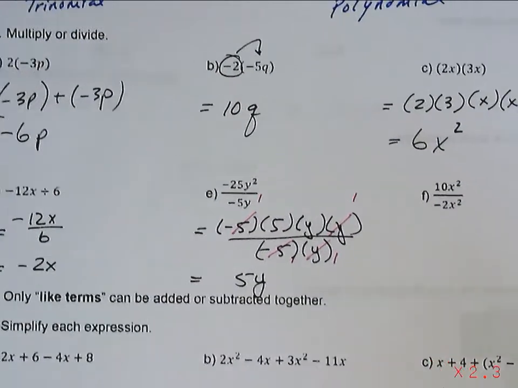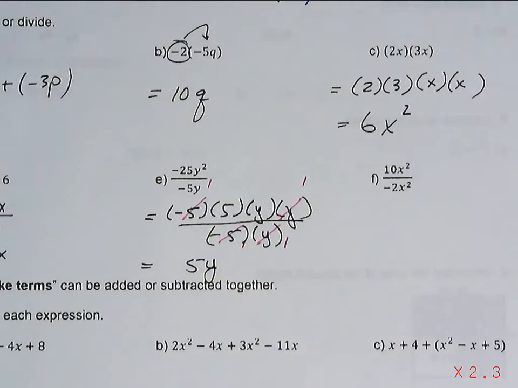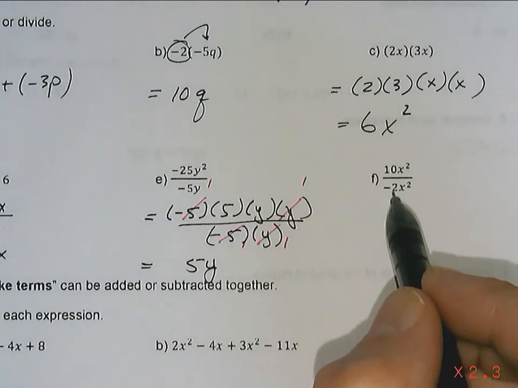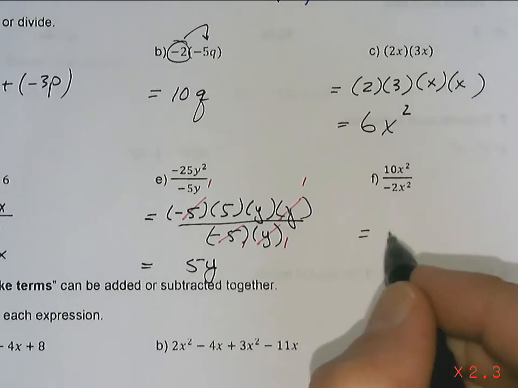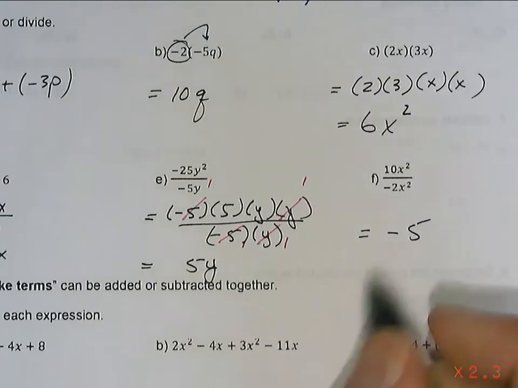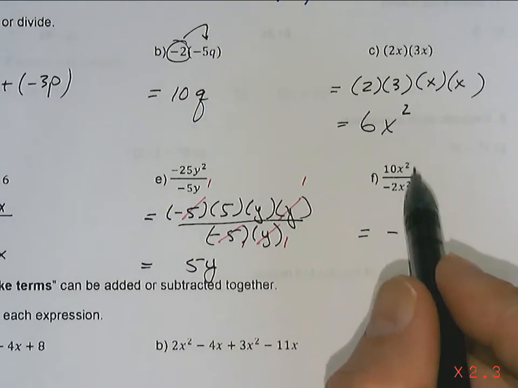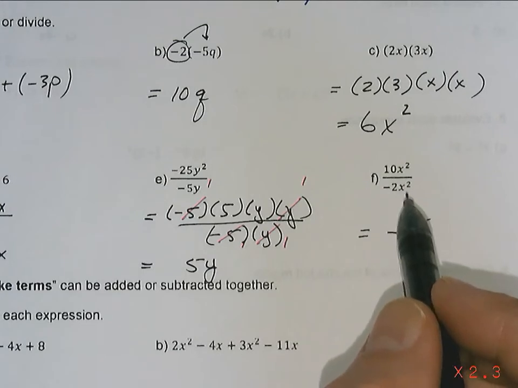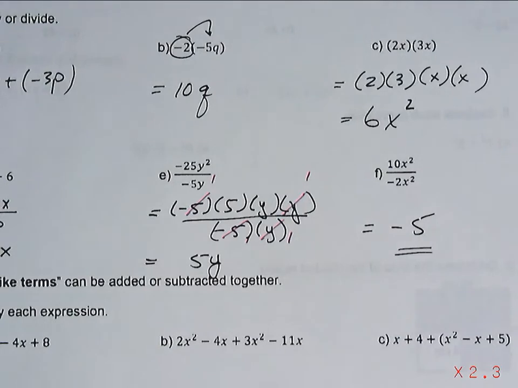Let's look at the next one. I've got 10x squared over negative 2x squared. Well, 10 divided by 2 is 5. A positive divided by a negative is a negative. So the answer is negative 5. X squared divided by x squared, well, there's 2 x's on top being divided by 2 x's on the bottom. They cancel each other out, and my final answer is just negative 5. And that's how that goes together.